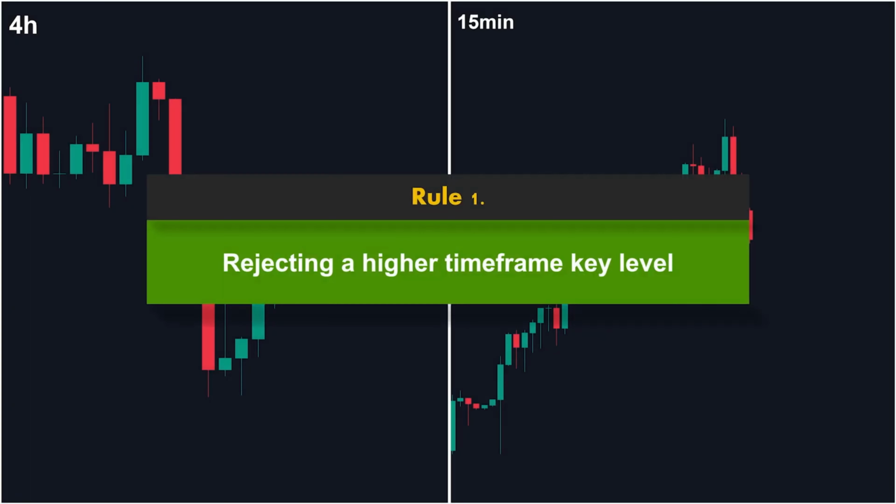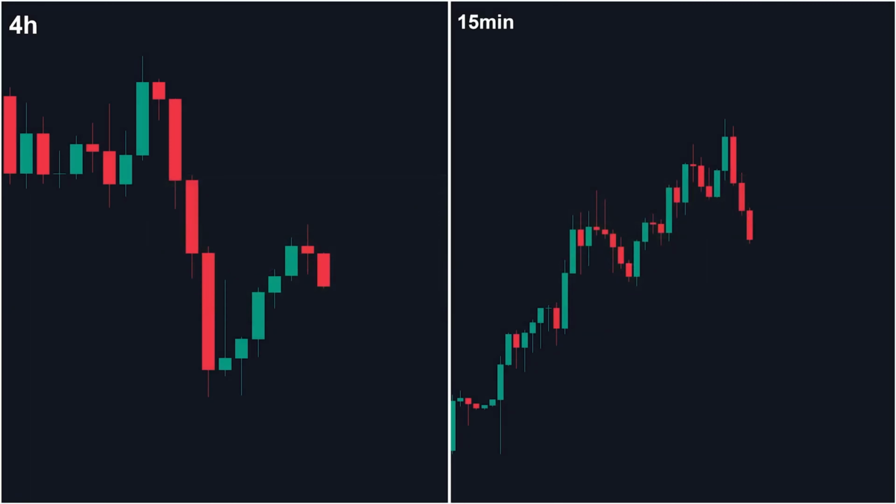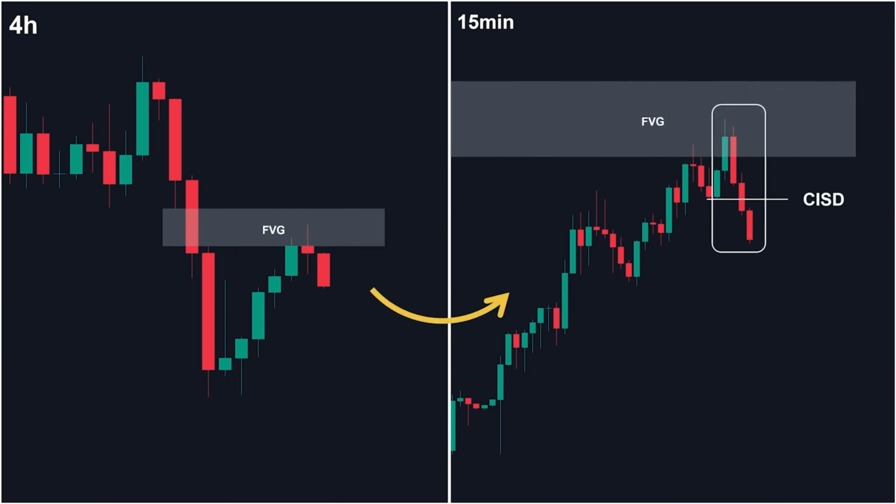Rule number 1. Rejecting a higher time frame key level. As mentioned earlier, the CISD is a reversal price action pattern, and it's most effective when it occurs after the price has tapped into a higher time frame key zone. This is because key levels on higher time frames, such as 4 hours, daily, or weekly, have the power to influence the price movement significantly.